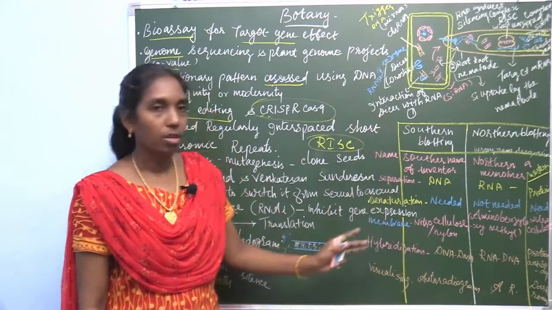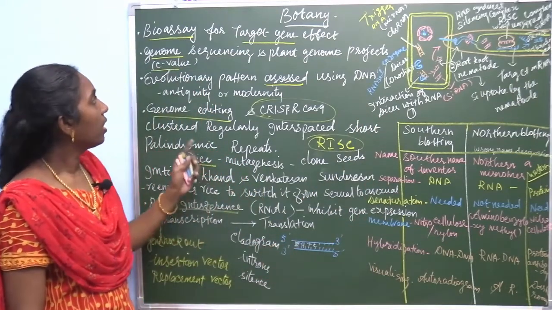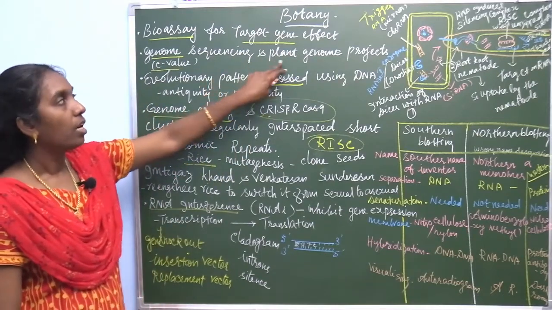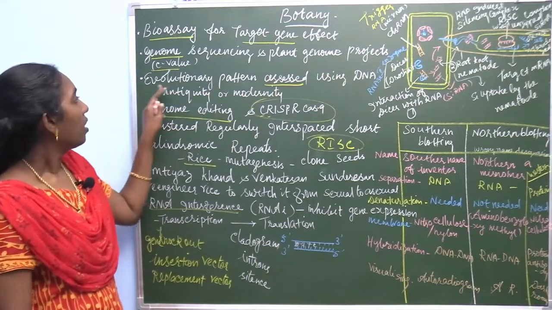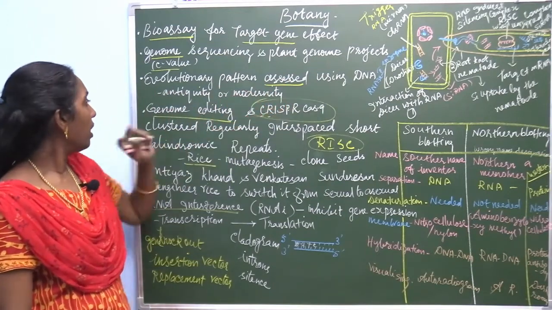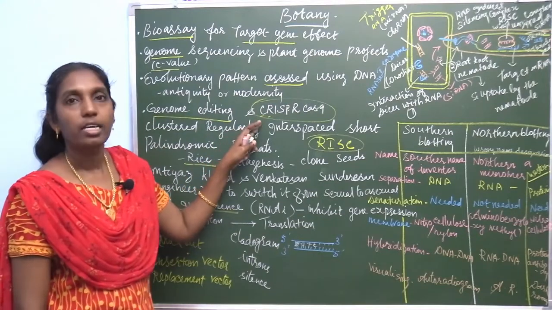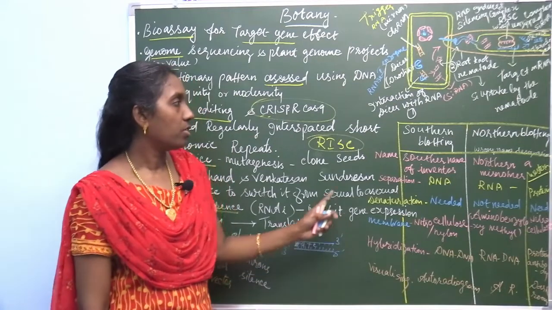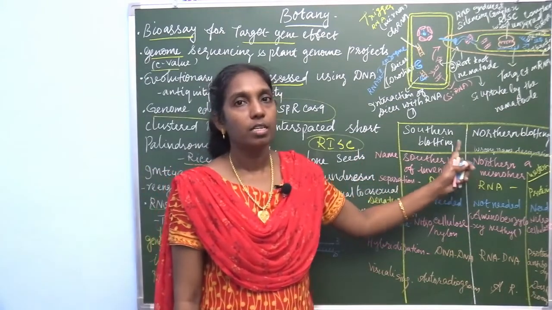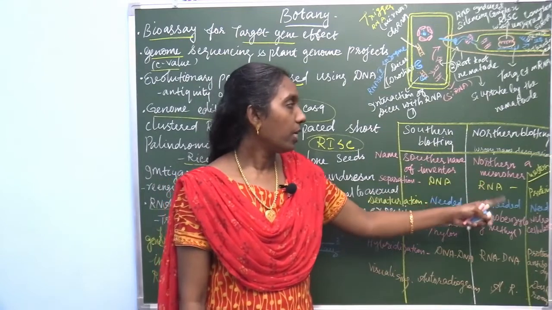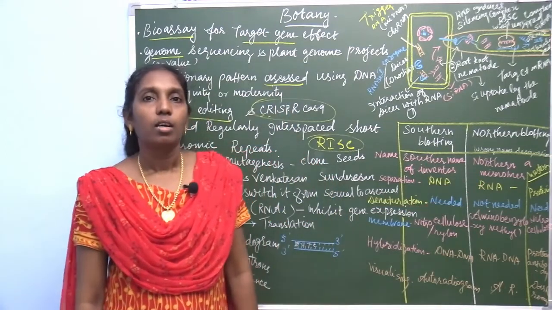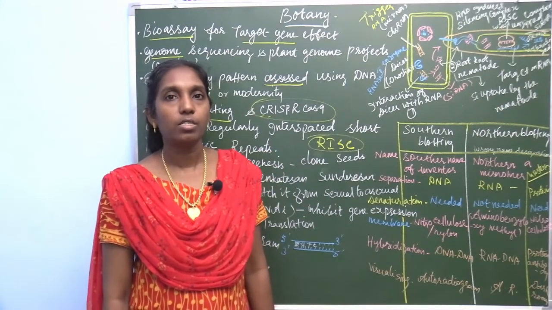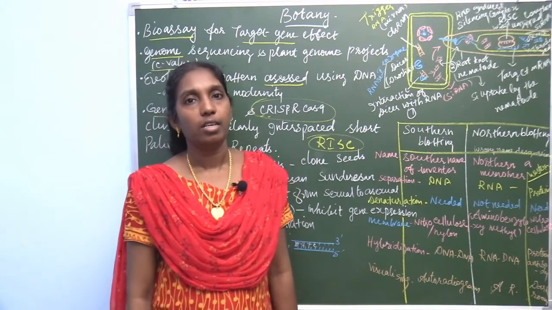So these are the questions you are going to learn today. Once again: bioassay for target gene effect, genome sequencing and plant genome projects, evolutionary patterns assessed using DNA, genome editing by CRISPR-Cas9, and RNA interference. Another question is the differences between Southern blotting, Northern blotting and Western blotting. Most probably you will have an exam next week, so prepare well for the first three lessons and write the test very well.